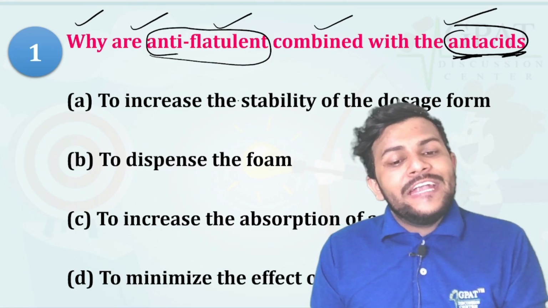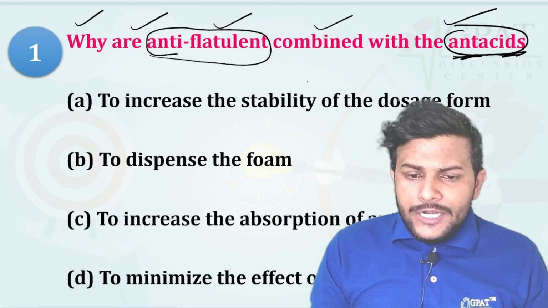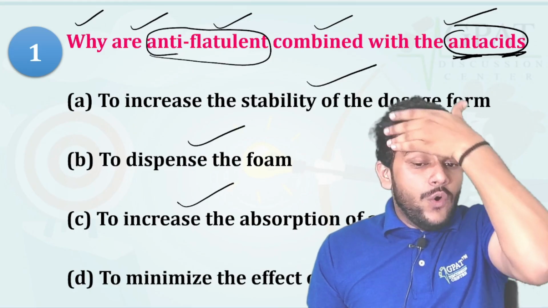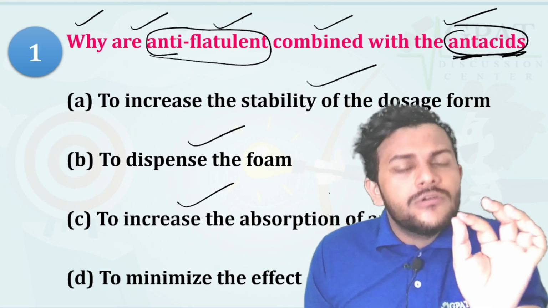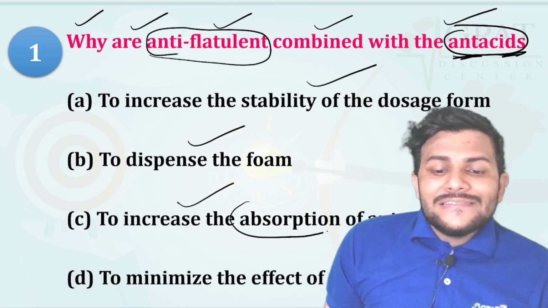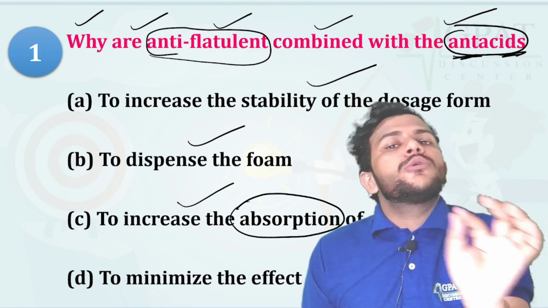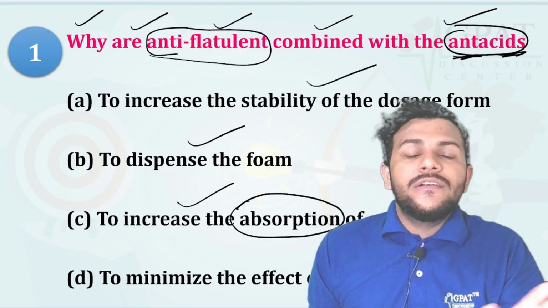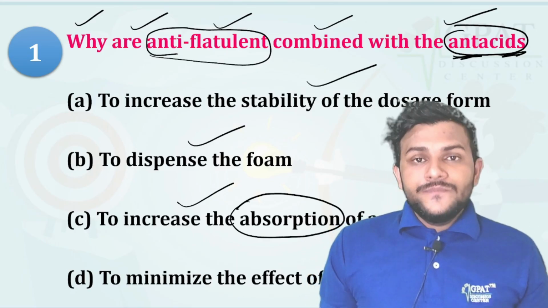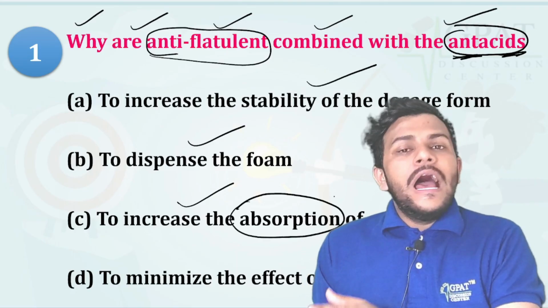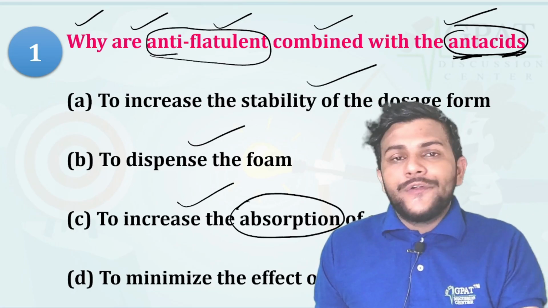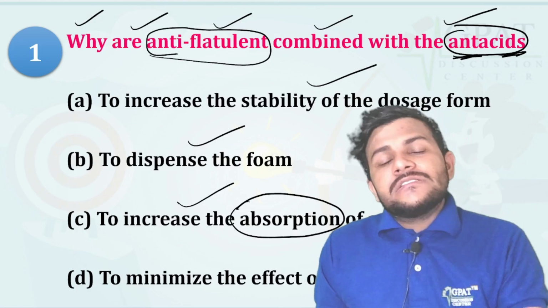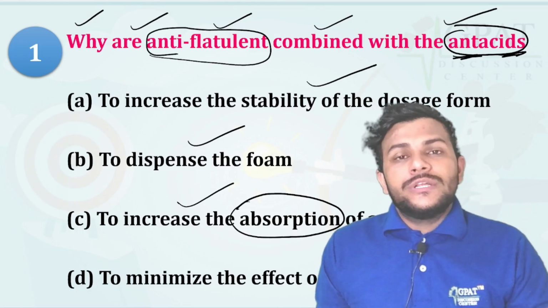First option: why are anti-flatulents added, just to increase the stability of the dose? No. To disperse the foam? No. To increase the absorption of the antacid? No. Absorption of the antacid is not the proper word. Even non-systemic antacids are not absorbed. Systemic antacids, that is sodium bicarbonate or sodium citrate, are directly absorbed into the bloodstream, whereas non-systemic antacids, that is aluminum hydroxide, magnesium hydroxide, and dizine, are not absorbed at all. They just act locally, in the stomach cavity.